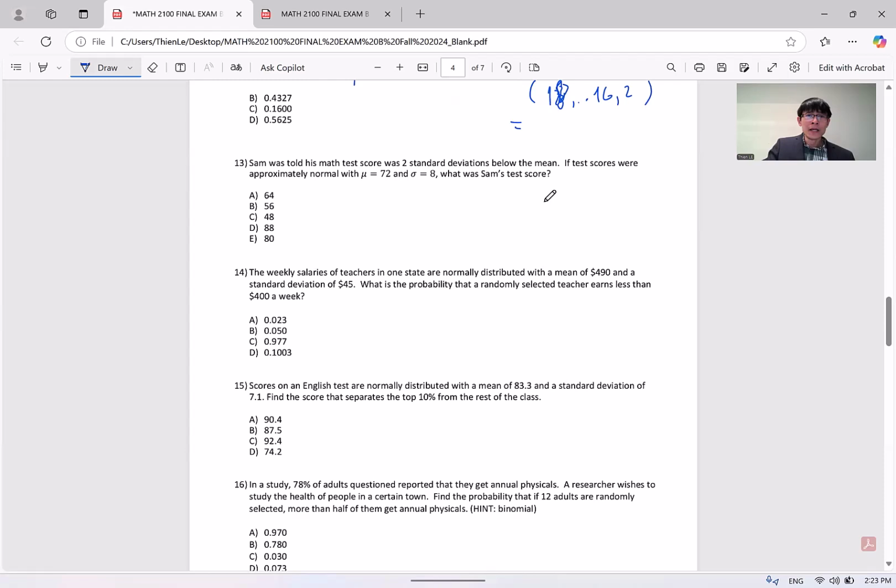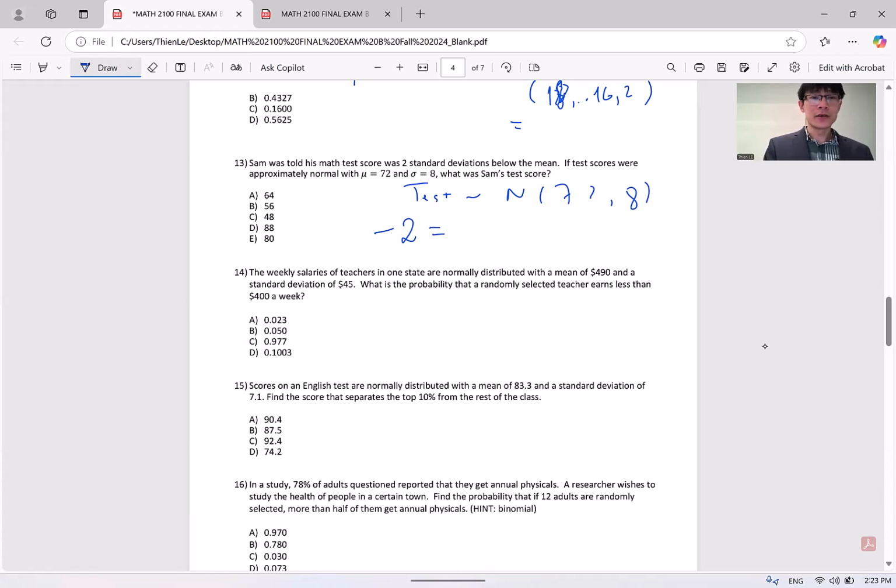Okay. So in 13, Sam was told his math test score was 2 standard deviations below the mean. If the score approximates normal, what's Sam's test score? So X is that score, and it follows a normal distribution with mean 72 and sigma 8. His test score is 2 standard deviations below the mean.